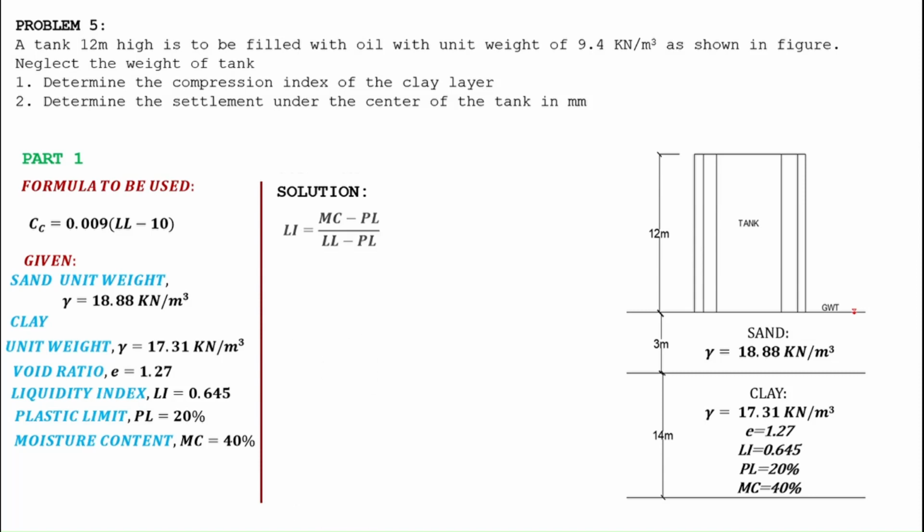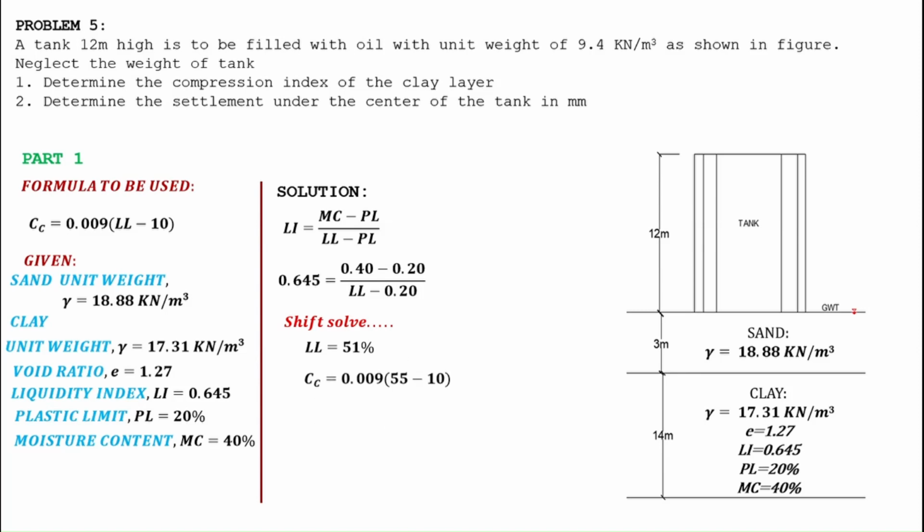We first need to solve for the liquid limit in order to use the formula of compression index. From the liquidity index formula, liquidity index is equal to moisture content minus plastic limit over liquid limit minus plastic limit. Substituting values, we get 0.645 is equal to 0.40 minus 0.20 over liquid limit minus 0.20. Using shift solve function of our calculator, liquid limit is therefore 51%.